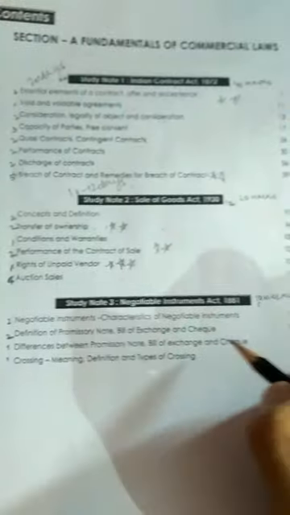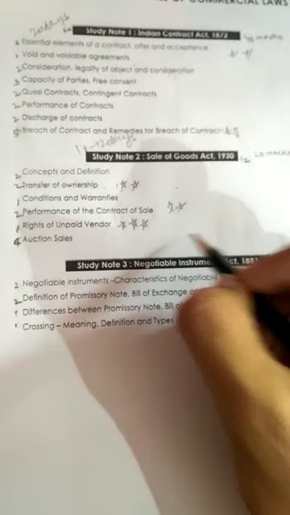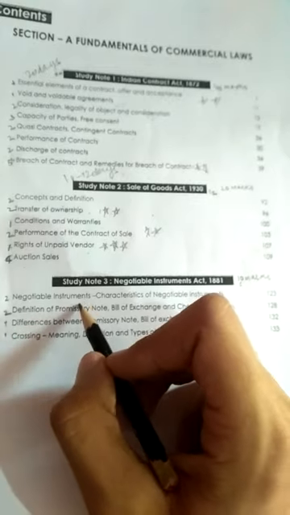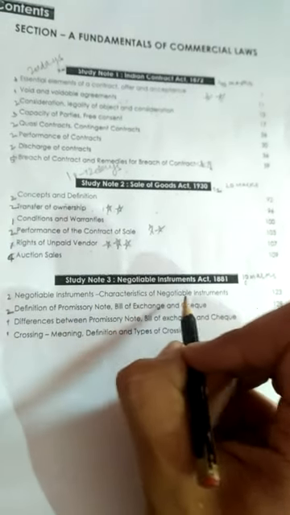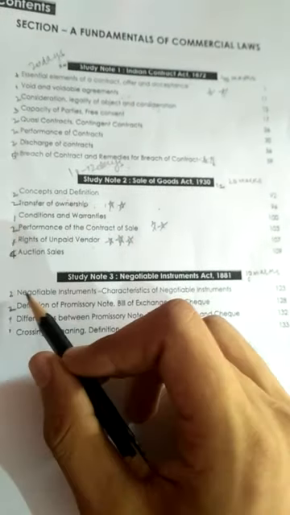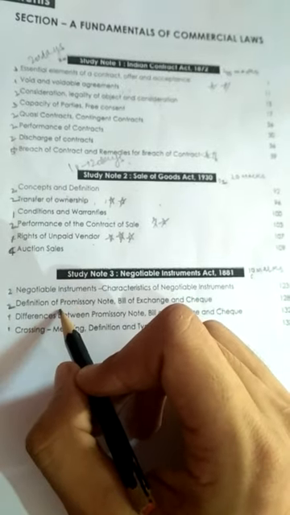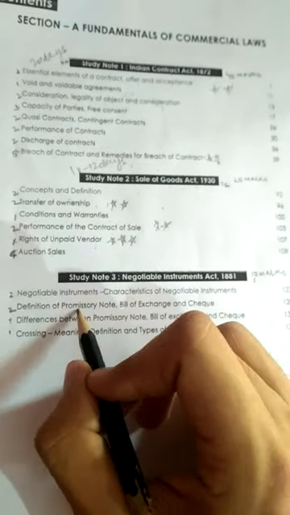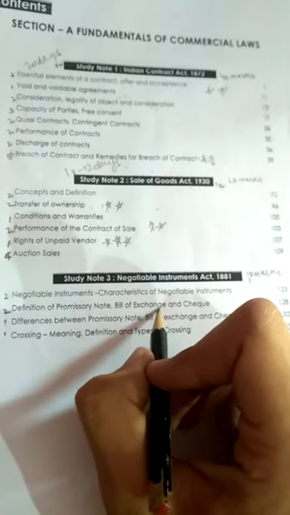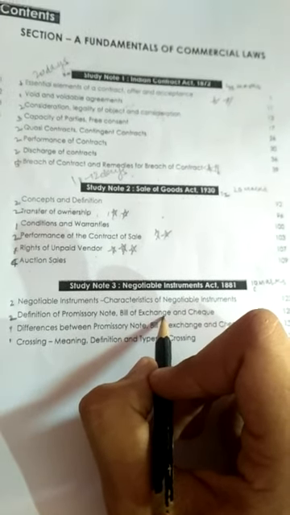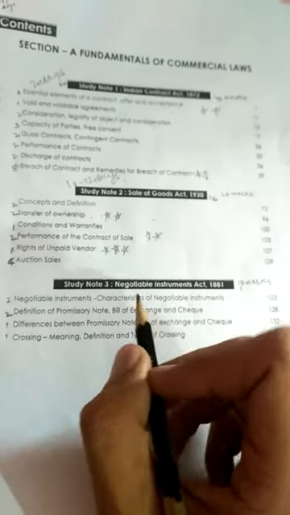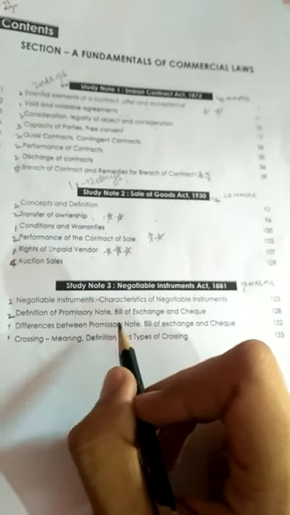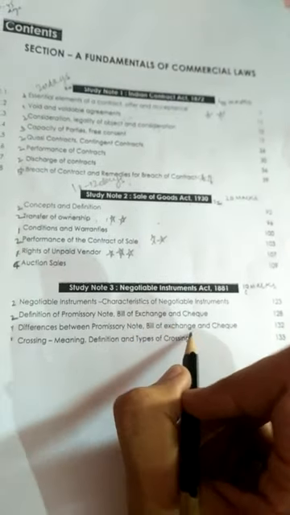Let us come to study note number 3, Negotiable Instruments Act 1881. First topic under this act is negotiable instruments, characteristics of negotiable instruments, which is basic. Give at least 2 days. The next topic is definition of promissory note, bills of exchange and cheque. Give at least 2 days as definitions are very important for your exams. Then the next topic is difference between promissory note, bill of exchange and cheque.